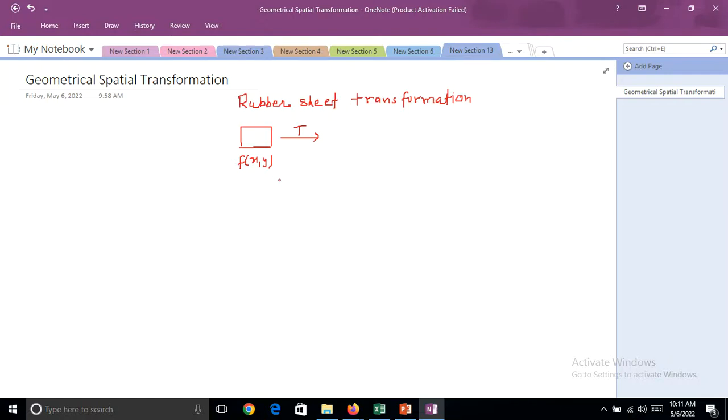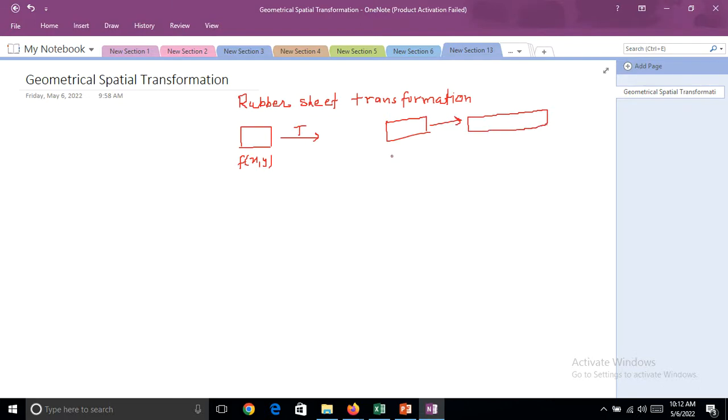Hello students, in this lecture we are going to see one topic in digital image processing, that is geometrical spatial transformation, also called rubber sheet transformation. Let us say you have a rubber sheet like this, and we want to scale it. We apply force this side, and it may become lengthier.